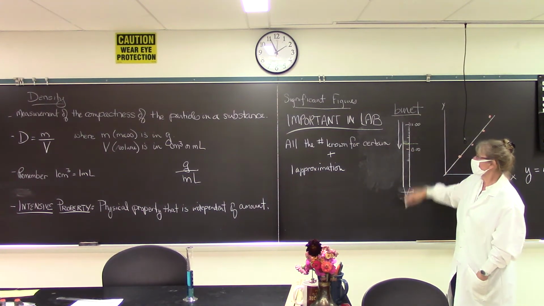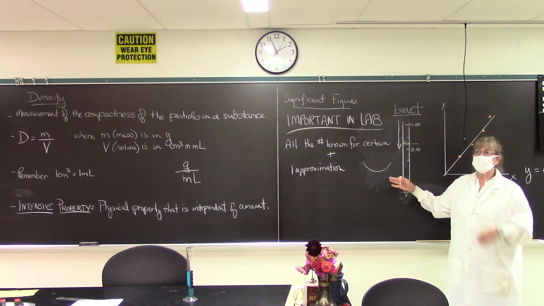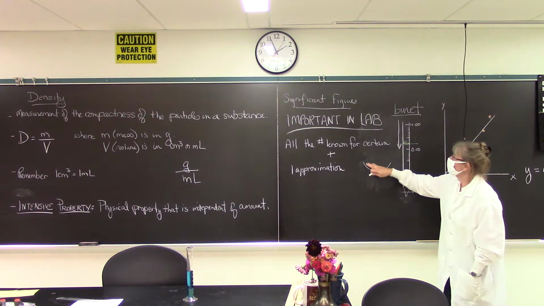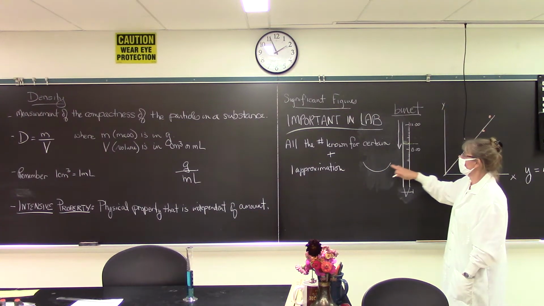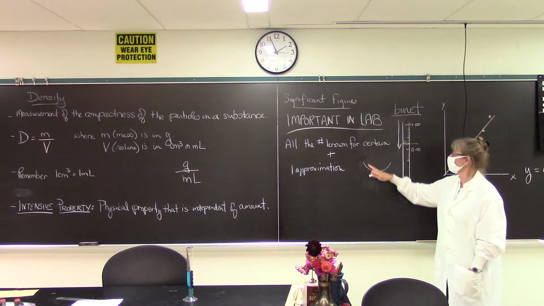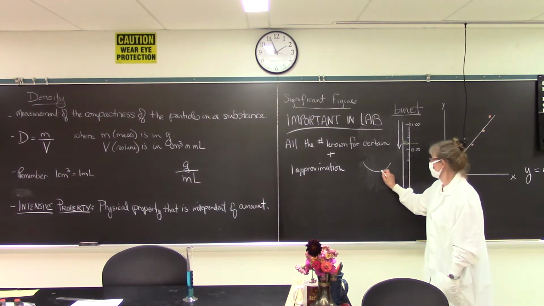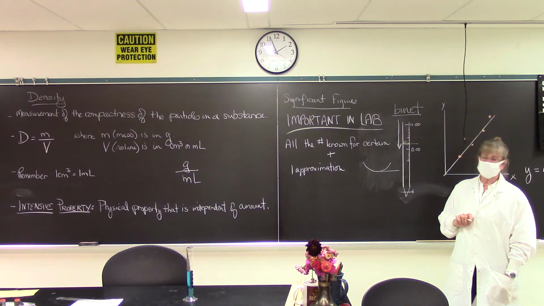Now in this case, I've drawn my meniscus probably more obviously than you'll be able to see it. But a meniscus, due to the surface tension of the water and the adhesion of the water for the glass surface, has a little bit of a dip. And you're going to read the volume right at the bottom of that dip.